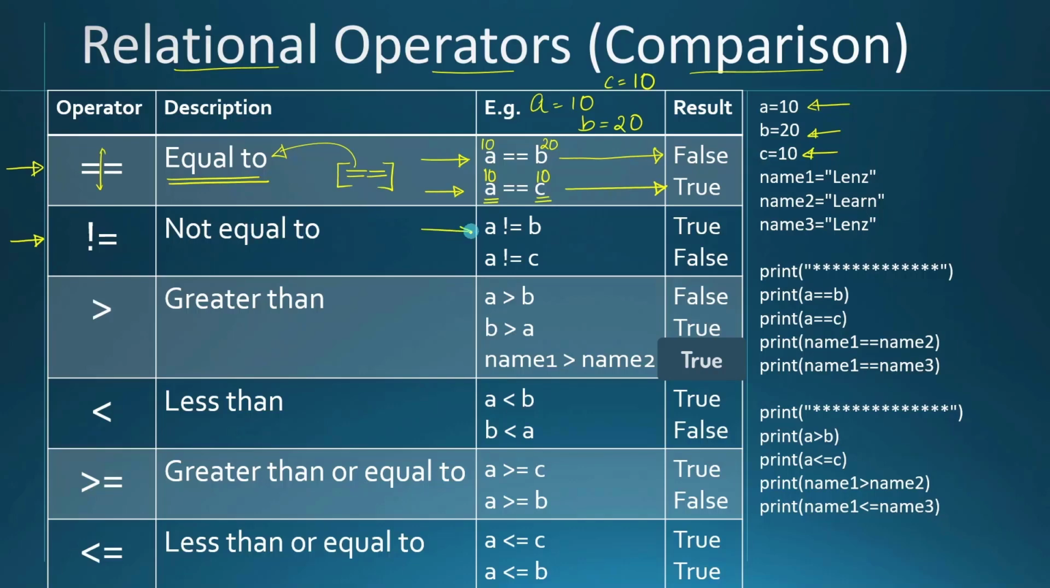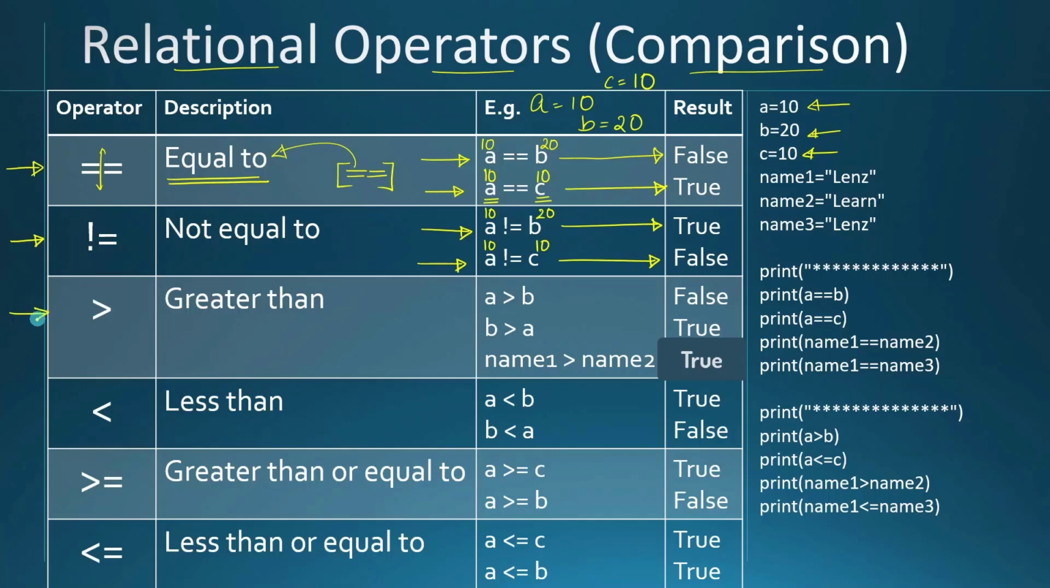So let's go to the first statement over here. A not equal to B. So right now the value of A is 10 and B is 20. Now you see this is correct because 10 is not equal to 20. So this will produce result as true. But when you go to the next statement, you can see value of A is 10 and value of C is 10. And now we are checking whether value of A is not equal to C. This is wrong. They are actually equal. So in that case, this statement will evaluate to false.